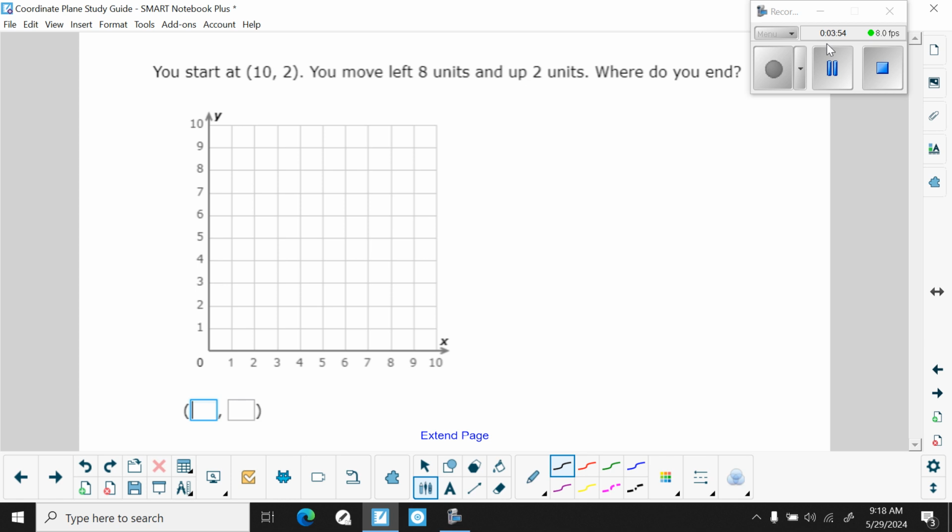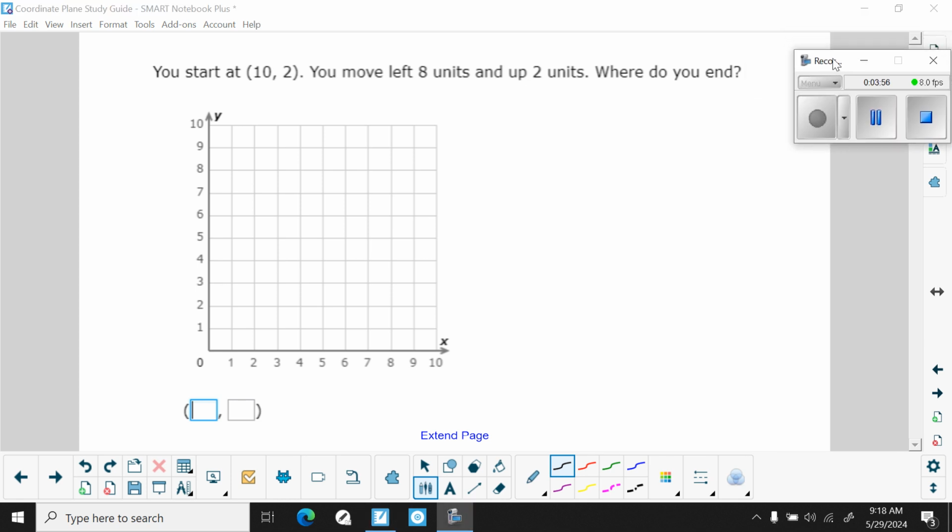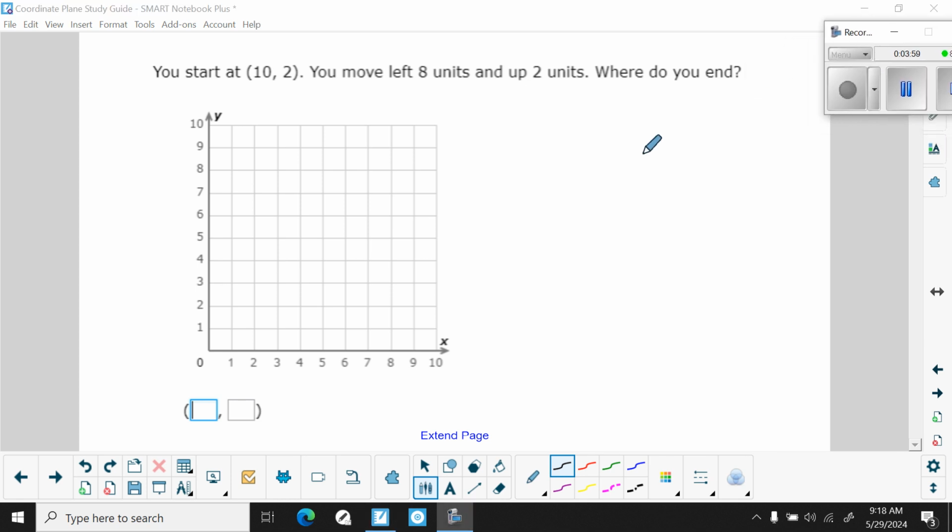You start at 10, 2, and you move left 8 units and up 2 units. Where do you end up? So 10, 2 would be 10 to the right and 2 up. If you move, I'm going to do this in red, 8 units to the left, that would be 1, 2, 3, 4, 5, 6, 7, 8 units to the left, and 2 up, 1, 2. You end up at this point, which is 2, 4. So 2, 4.